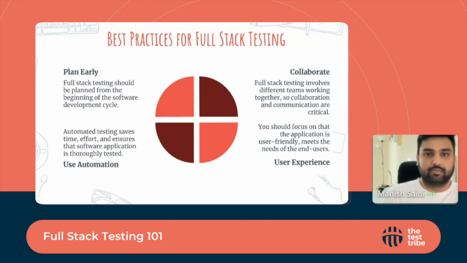There is a great quote by Steve Jobs: if you find things, or you can say bugs, as early as possible, it will be cheaper to fix. Similarly, vice versa: if you find the bugs at the end, in the last environment, in production, it will cost you a lot and it will be very costly to fix those bugs. So try to plan early and start your testing early so that you take care of your issues and quality in the early stages.